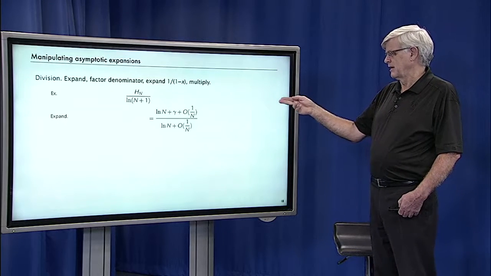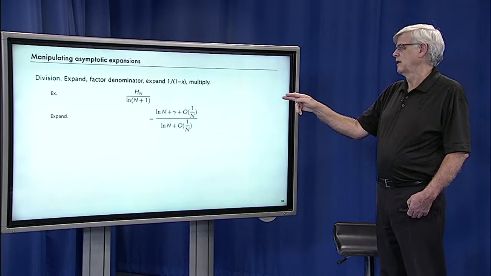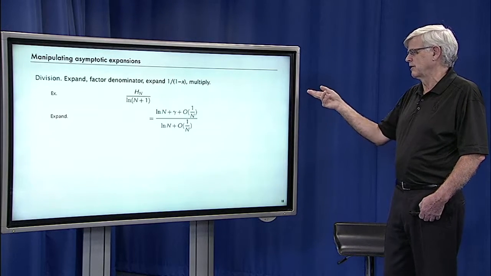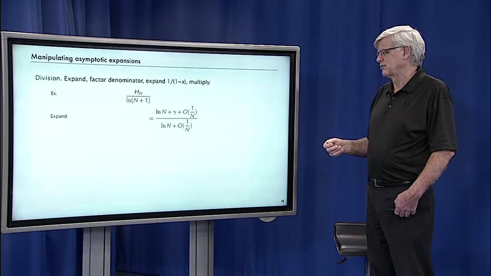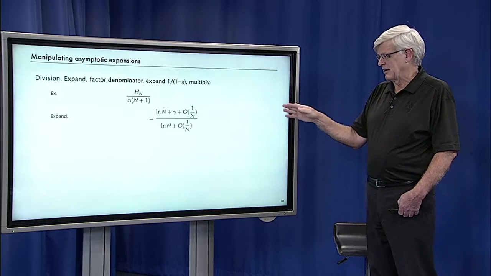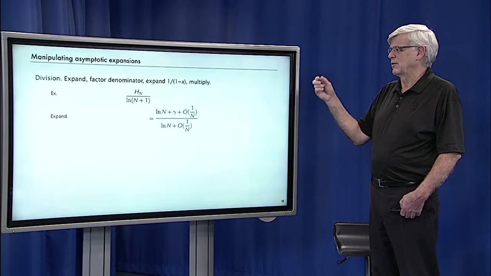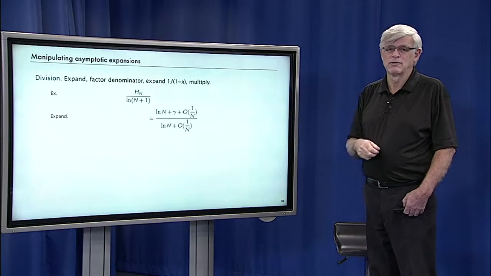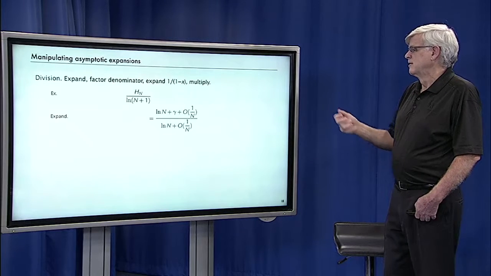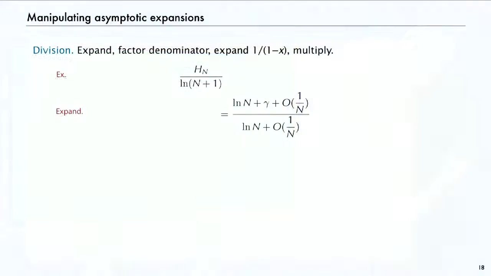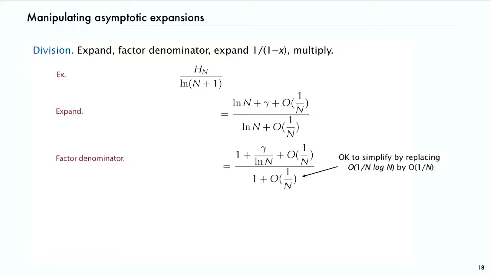H of n is log n plus gamma plus O of 1 over n. That's the approximation that we've been using for H of n. Natural log of n plus 1, factor out a log n, and it becomes natural log of n plus natural log of 1 plus 1 over n. Natural log of 1 plus 1 over n is big O of 1 over n, just from Taylor. So now we have the ratio of two asymptotic series, and what we'll do is factor out the log n as before.